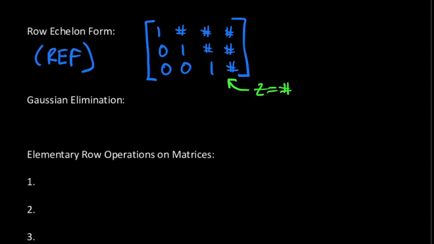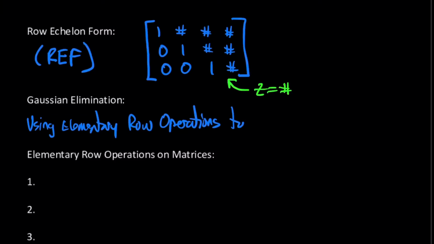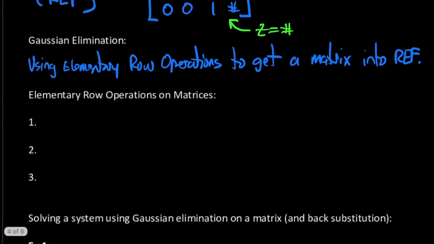All right, well, Gaussian elimination, we heard that in the first page, is simply the process used to get a matrix into row echelon form. So the formal definition for Gaussian elimination is using elementary row operations to get a matrix into REF, row echelon form. So that doesn't mean a whole lot to you guys because you don't know what the elementary row operations are. There's only 3 of them.